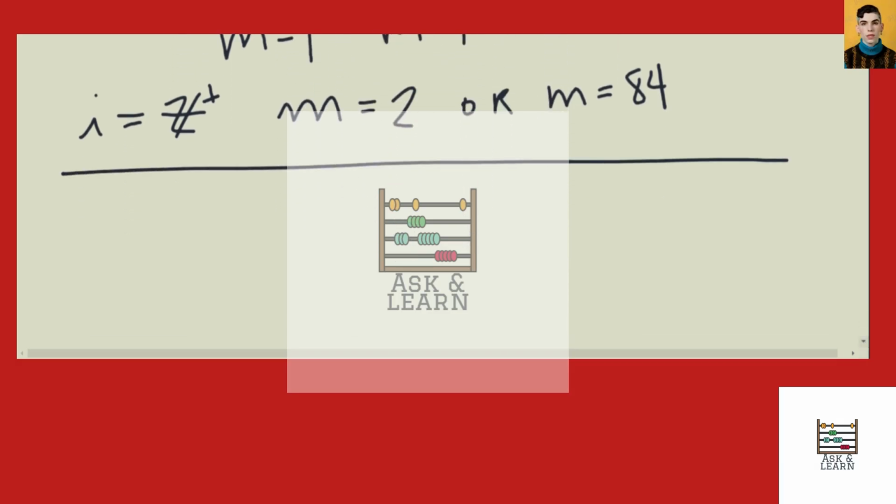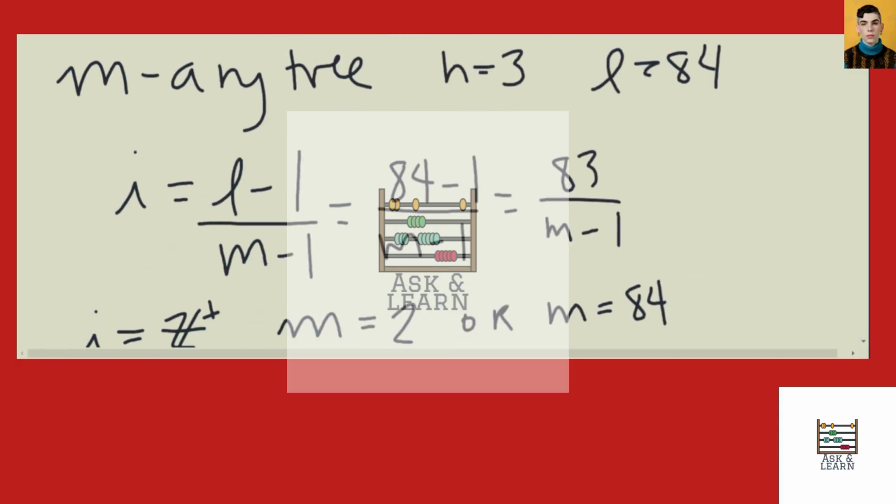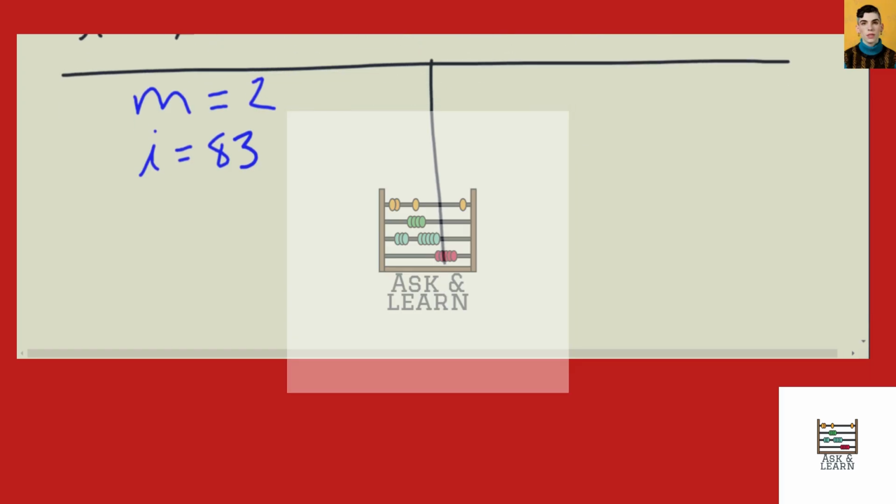So the first scenario is that M equals 2. Well, if M equals 2, that means I is going to be 83, which means we have quite a few, 160 something vertices that we have to take care of. So if M is 2, that means it's a binary tree.